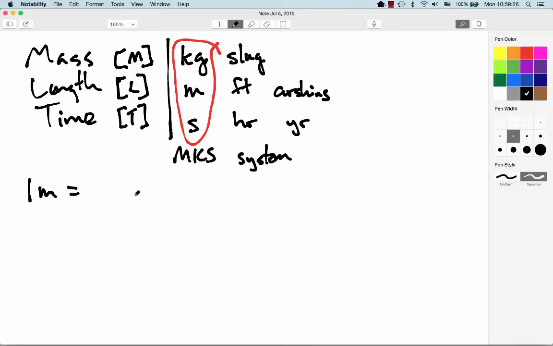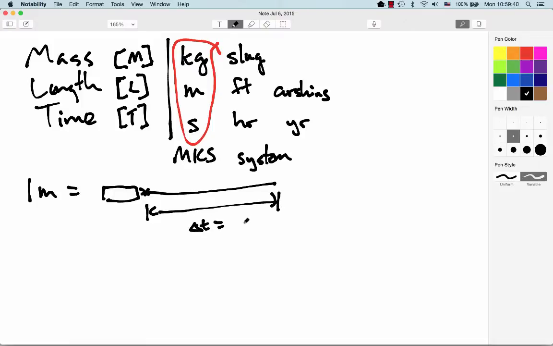A meter is the distance that light travels, so say I take myself a laser or something like that. I shine it out. It's the distance that light will travel in a vacuum in 1 over 299,792,458 of a second.